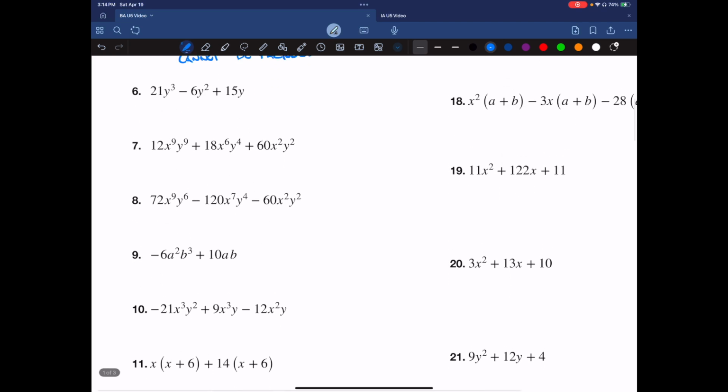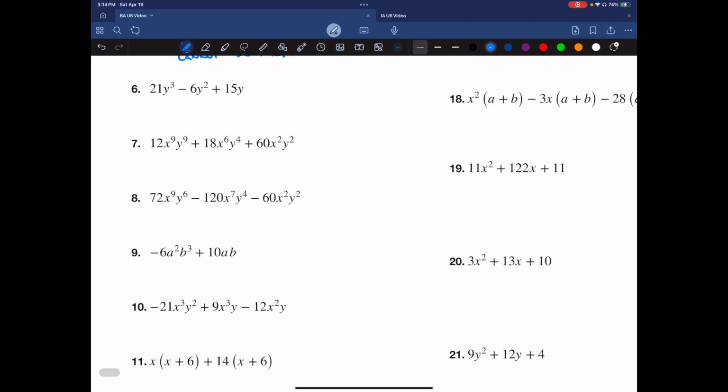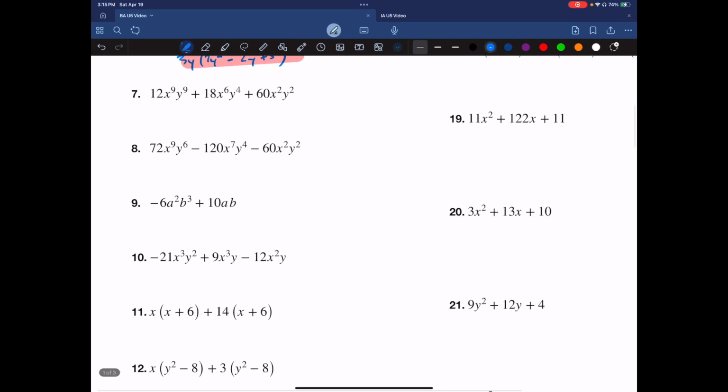Number 6. I got 21, 6, and 15. They all have at least one y, so I can take out 3y. That's going to leave me with 7y squared minus 2y plus 5. There you go.